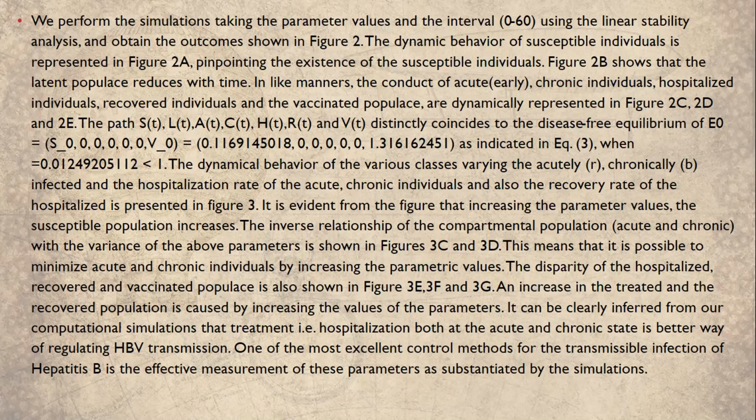It can barely be seen in the complementary simulation at treatment, that is, observation both at the acute and chronic states is a major link of regulating HBV transmission. One of the most excellent control methods for the transmission of hepatitis B is the effective measurement of these parameters, as substantiated by the simulations.